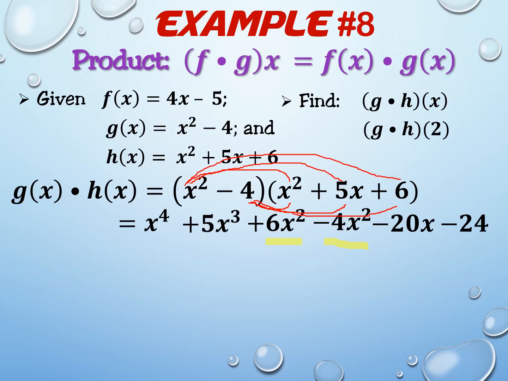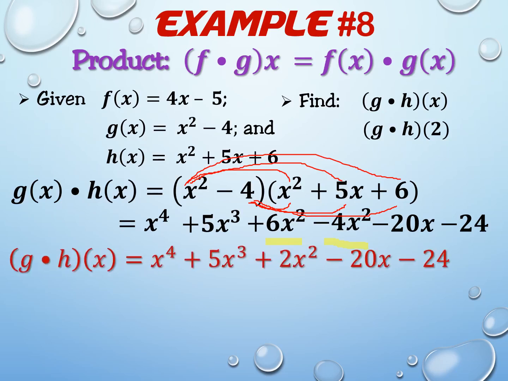Okay, very good. That will be positive 2x squared. So your final answer will be copy x to the 4th, bring down 5x cubed, and then your answer here is positive 2x squared minus 20x minus 24. I hope you get it right. Did you follow, guys? Okay.